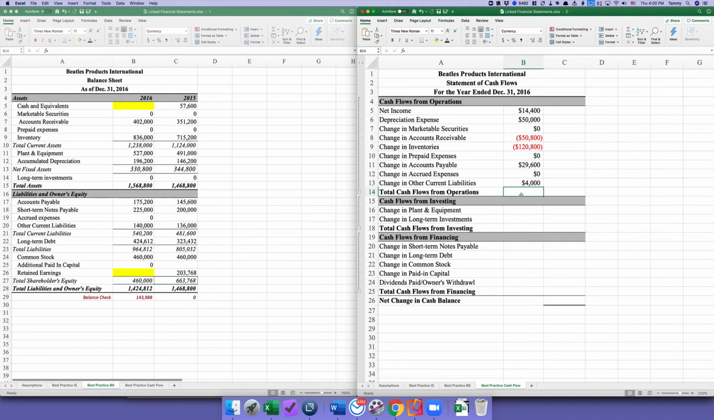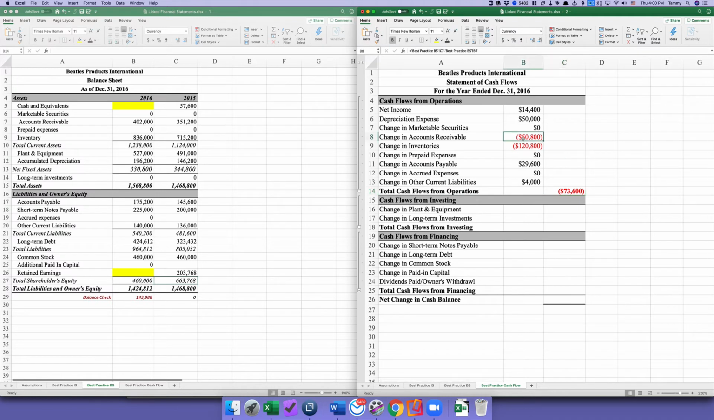And so our total cash flow from operations, we're going to put this over in column C, and it's the sum of all of these. So from our operations, because we are waiting for more money from our customers and we have a lot more inventory, we actually had a negative $73,000 cash flow.